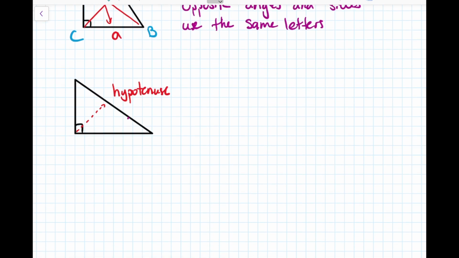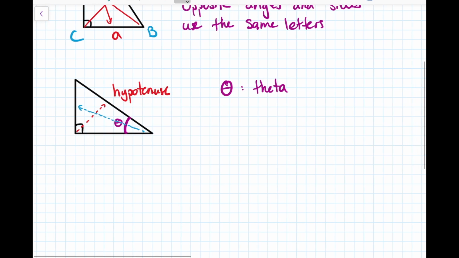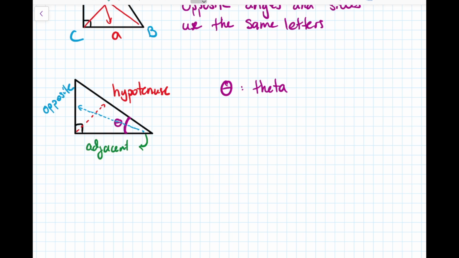So if you're focusing on this angle here, and we'd call that maybe theta. So if you don't remember from last year, theta, that little circle with the line through it, is a Greek symbol, and it's just sort of like your generic variable for angles. So if we're focusing on angle theta down there, if I go across the triangle from theta, I get my opposite side. And then the third side, which is next to angle theta but isn't the hypotenuse, is called the adjacent. So those are your three sides: your opposite, your adjacent, and your hypotenuse.